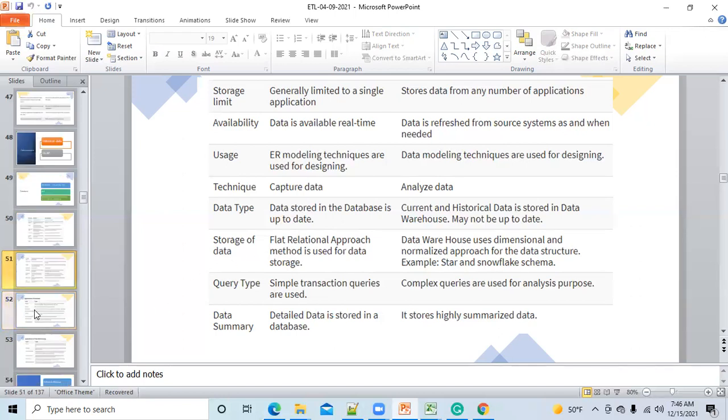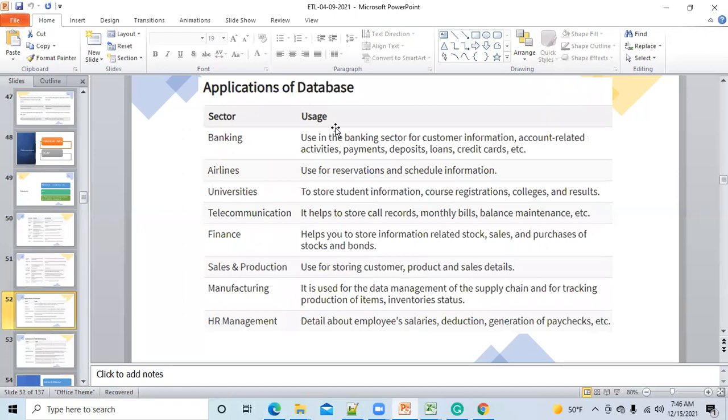Next one, applications of database. Your banking sector works on a database because they have to store day-to-day transactions. Your airlines, universities, telecommunication, finance, sales and production, manufacturing. Guys, just go through this, and I think now you can correlate why these sectors work on a database: a lot of transactions happen on a daily basis. In telecommunication, a lot of incoming and outgoing calls are happening. Telecommunication companies, maybe Airtel or Jio, have to maintain a database from which they can get the information on how many daily transactions are happening, right?